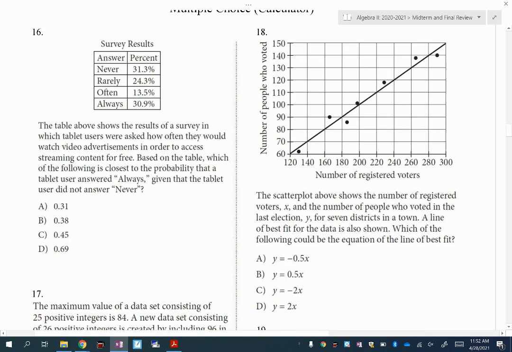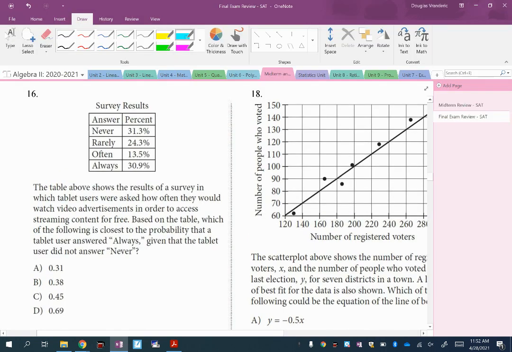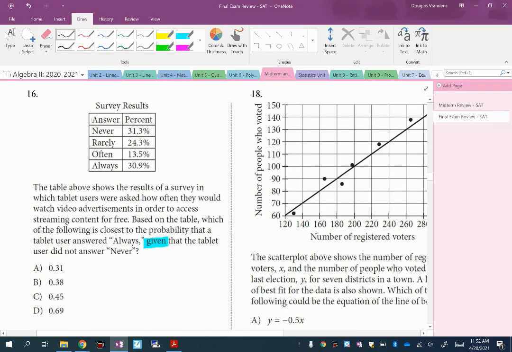Okay, number 16, still using calculators if we need to. The table above shows the results of a survey in which tablet users were asked how often they would watch video ads in order to access content for free. Based on the table, which of the following is closest to the probability that a tablet user answered always? And then this is important. This is called a conditional probability because it says given that the tablet user did not answer never.